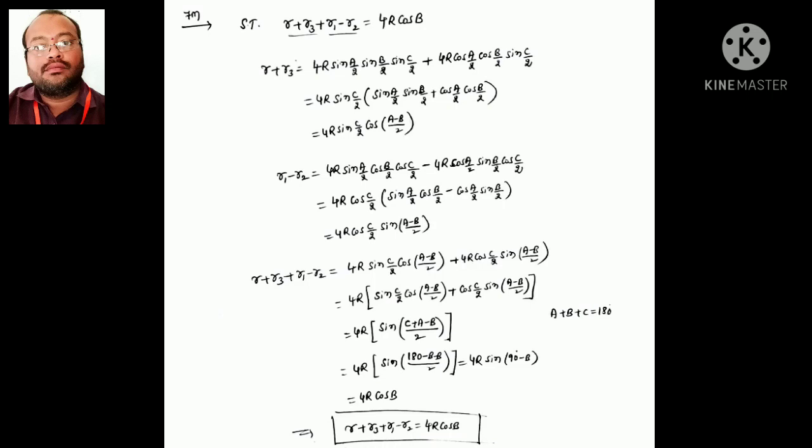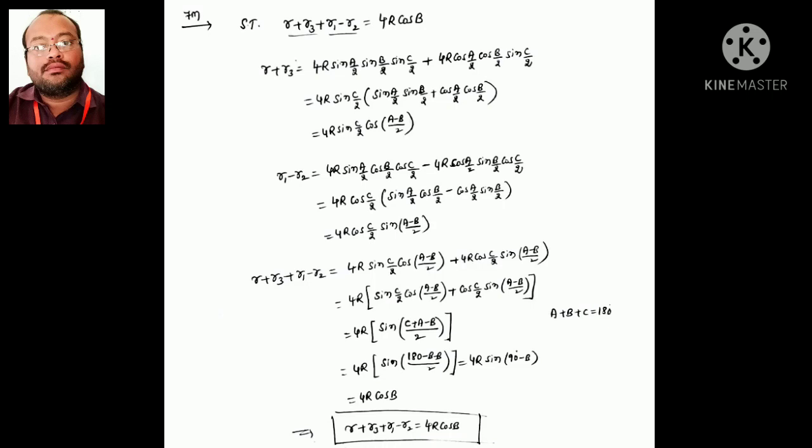Then r1 minus r2. For r1, first term only the sin, remaining 2 cos. r2, second term only the sin, remaining cos. So in this, 4r cos c by 2 common, we can get 4r cos c by 2 into sin a cos b minus cos a sin b, that is nothing but sin of a minus b. So sin of a minus b by 2. So by taking the LHS, we can get 4r common, then sin c by 2 cos a minus b by 2 plus cos c by 2 sin a minus b by 2.